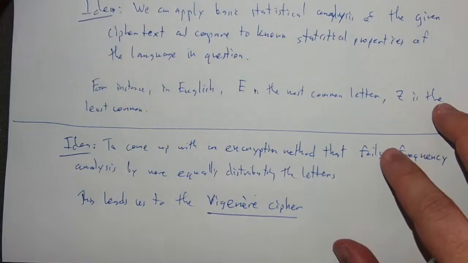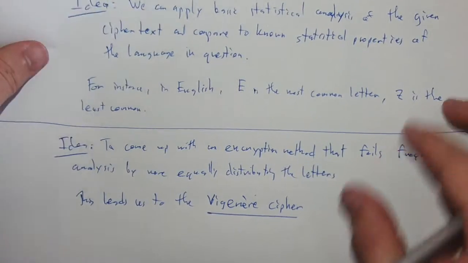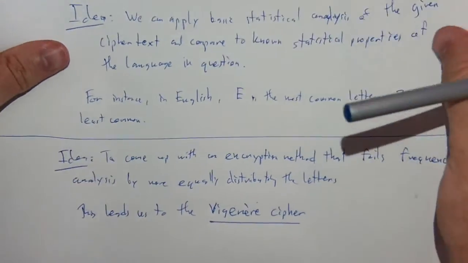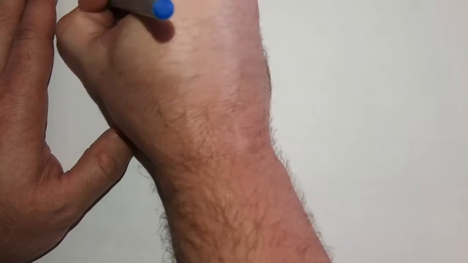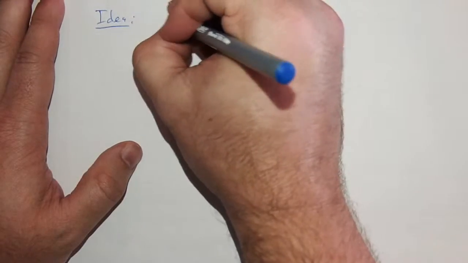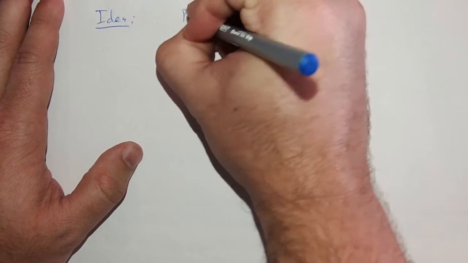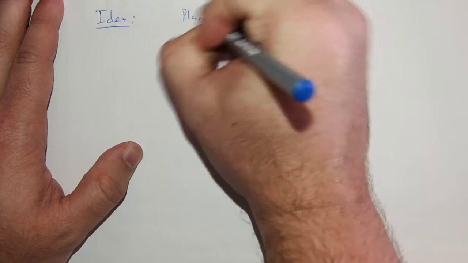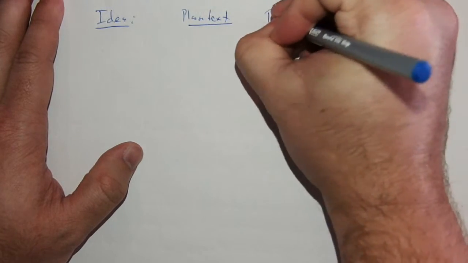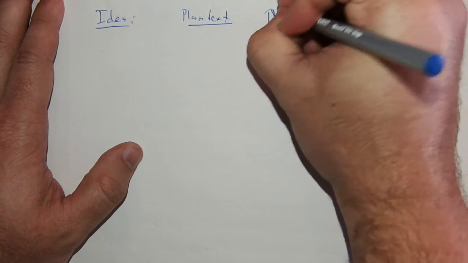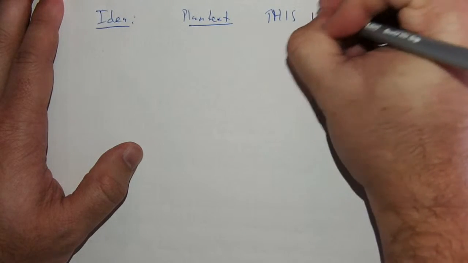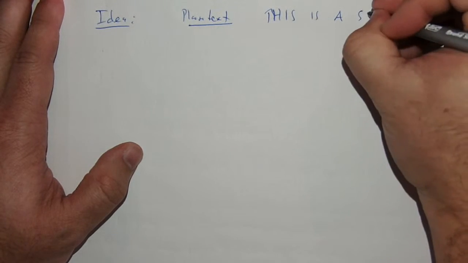What's the idea of the Vigenère Cipher? Well, the idea is the following. Another idea here, or listed as an idea: my plain text is, this is a secret.